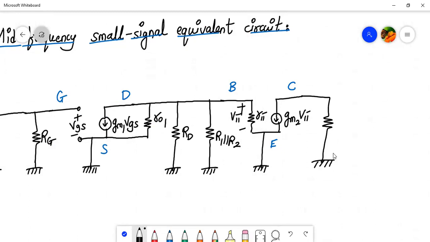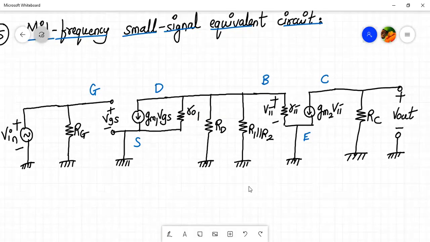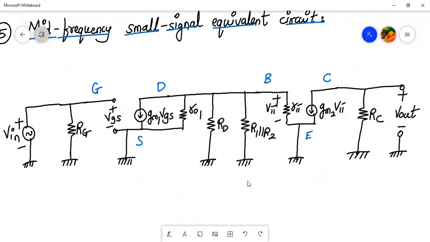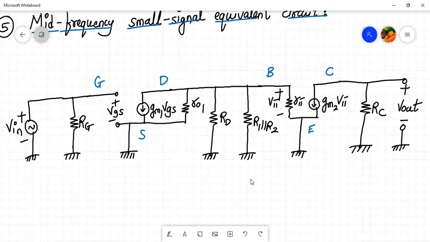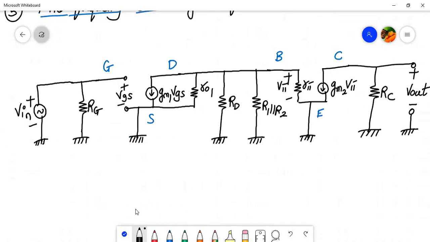So this is RC, and in parallel we will have voltage V out. Okay, so this is the small mid frequency small signal equivalent circuit with which we have to calculate R in, R out, and the voltage gain. So first let us directly calculate the value of R in. Let me write over here first R in.